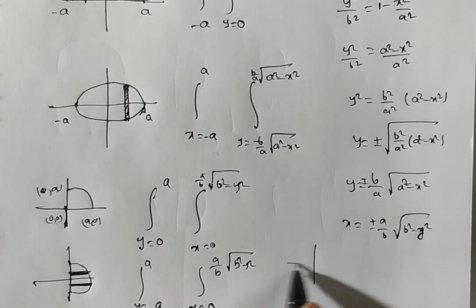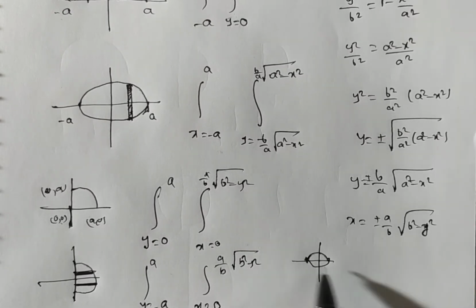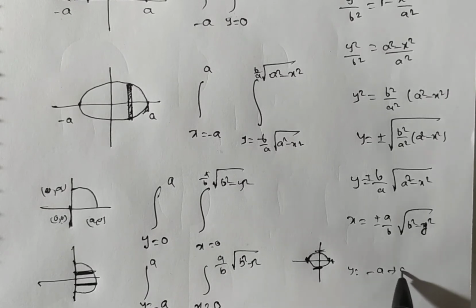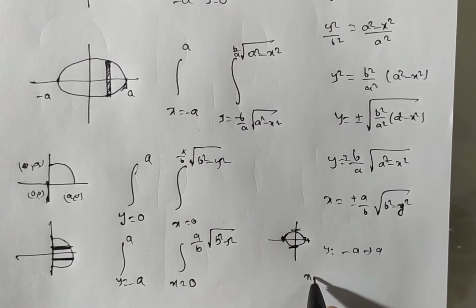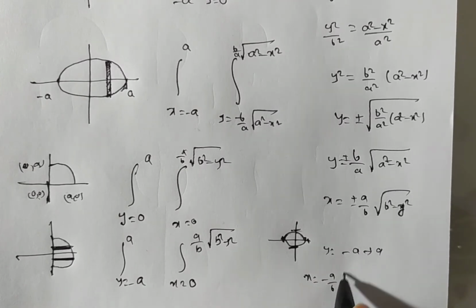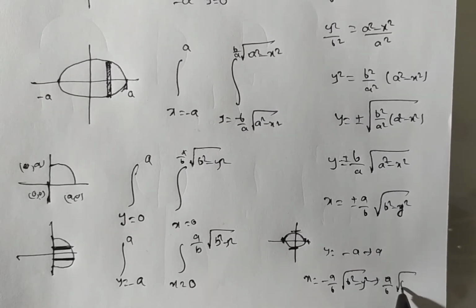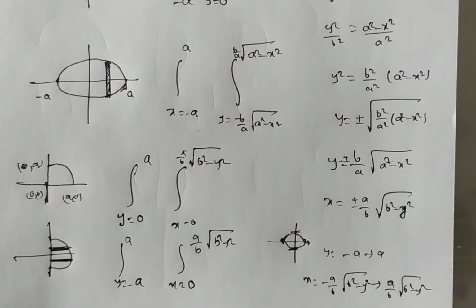Now you tell me, for the full ellipse, y is from minus a to a. And what about the x limits? x is from minus a by b square root of b square minus y square to plus a by b square root of b square minus y square. I hope that you can understand this one. Okay, you understood this clearly.